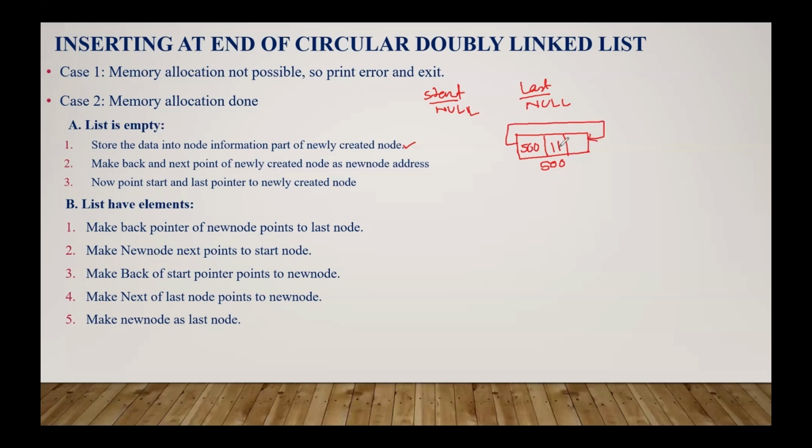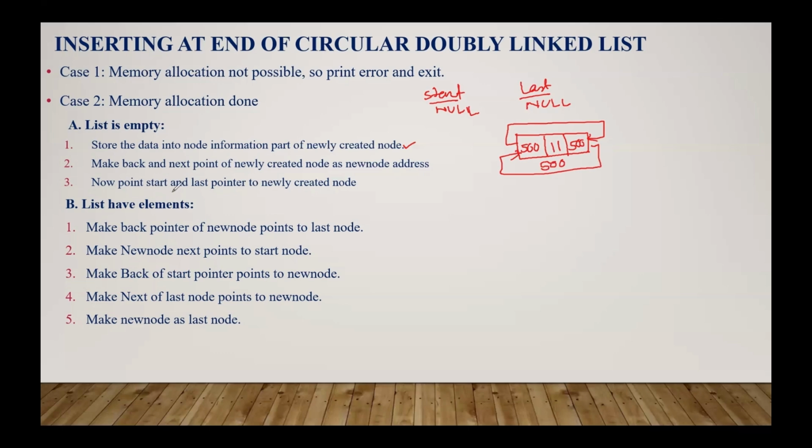So the back of the start node points to the last node, and the last node's next also points to the first node. So the same address we have to store. That's why we make the back and next pointer of the newly created node the new node. So the new node's address is this one.